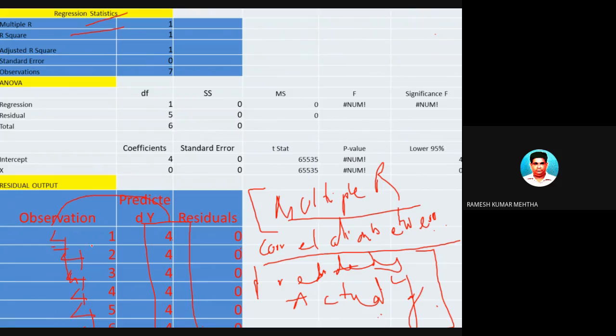So when this was 4, this was 4. When this was 4, this was 4. When this was 4, this was 4. Means what? The correlation is 100 percentage.